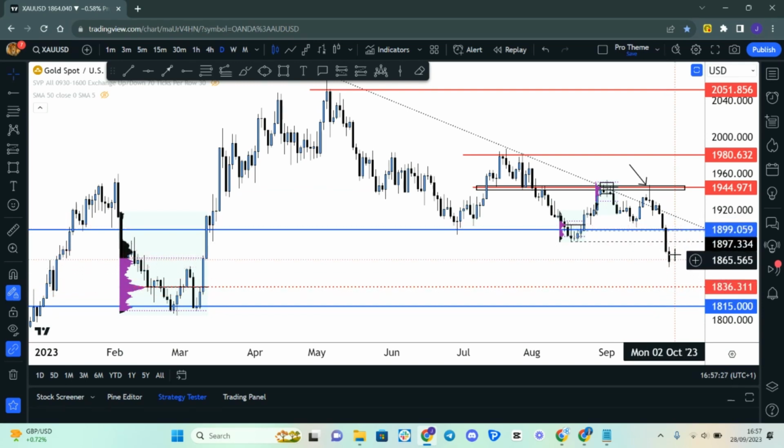Obviously, if you were looking for opportunities, then you want to be looking to see where those lower highs form now that we're below that $1886 support.